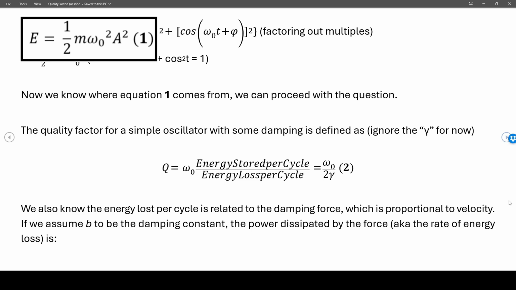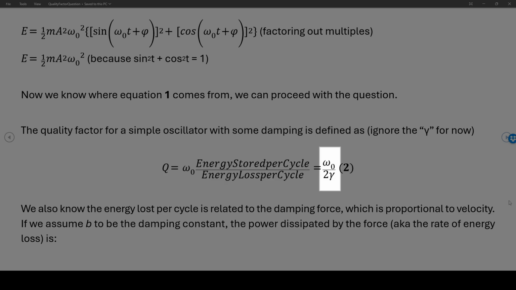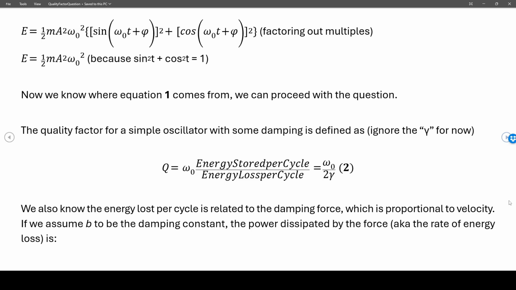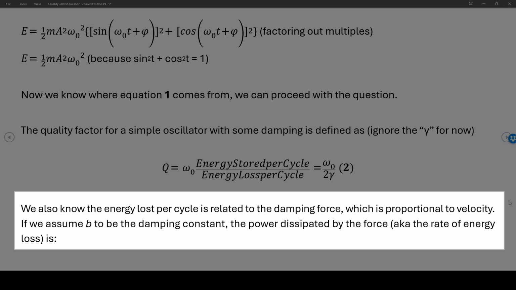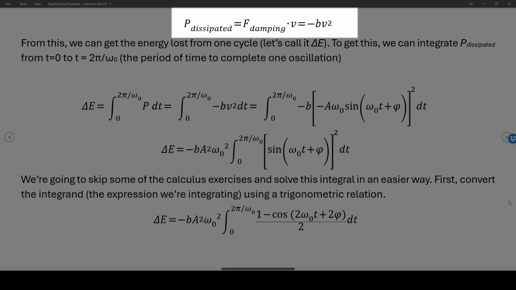The quality factor for any simple harmonic oscillator is omega naught times the energy stored per cycle divided by the energy lost per cycle. This can also be defined as omega naught over 2 gamma. This is the definition for a damped oscillator, and we'll go into this a little bit further. For now though, don't worry about gamma. We know that the energy lost per cycle is related to the damping force, which is proportional to the velocity. If we assume b to be the damping constant, the power dissipated by the force, aka the rate of energy loss, is P dissipated equals force damping times v, which equals minus b v squared.